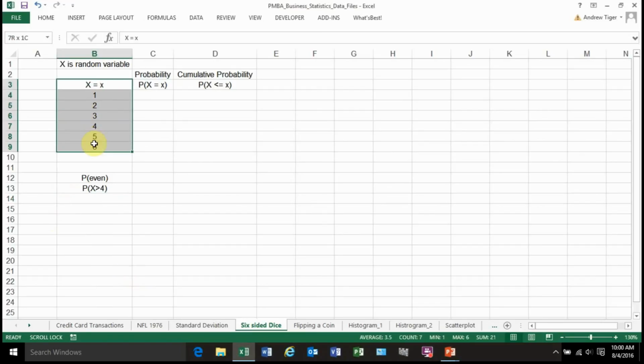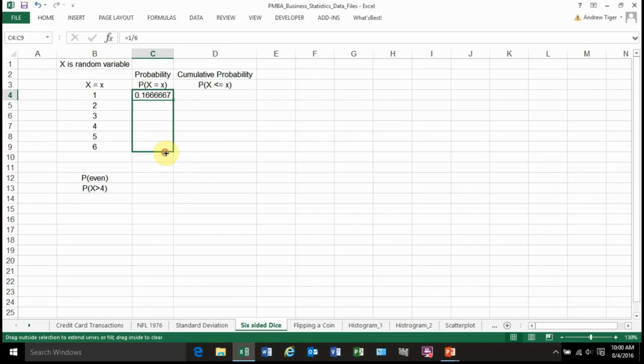These are our outcomes of rolling a die, and for every one of them, the probability is equal to 1/6. Every one of these is 1/6. Let me do that again. All I did was say equal 1 divided by 6. Excel doesn't show it as a fraction, it shows it as a decimal. So there's the probability, and it's equally likely.